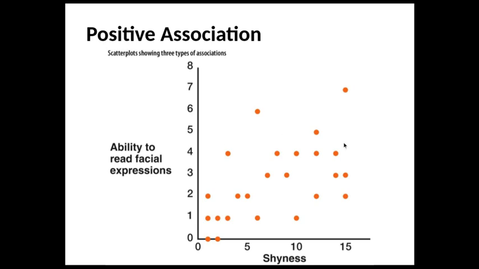And what a positive association looks like on a scatter plot, this is a scatter plot where a bunch of points are plotted. So, for instance, this person over here looks like they got about a 6 or 7 on shyness, and their ability to read facial expressions is down here at 1. This person up here got a 15 on the shyness scale, very shy. Their ability to read facial expressions really high. That's a 7. This person's kind of in the middle, got about a 9 on the shyness scale, and about a 3 in ability to read people's facial expression.